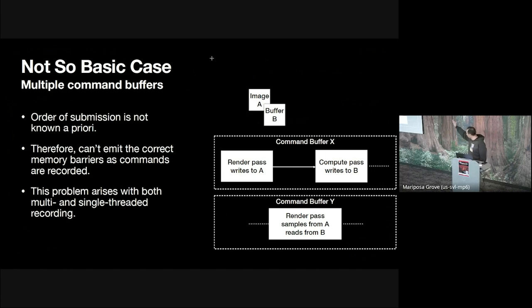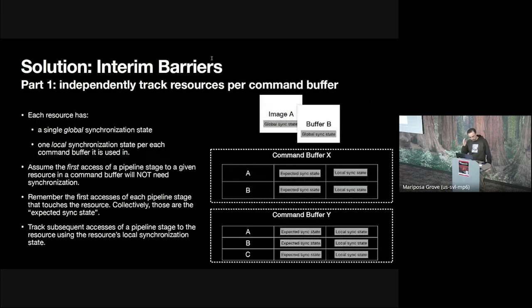So for example, let's say we're recording command buffer Y, we're about to record this render pass, and at that point we don't know whether command buffer X is going to go before or after Y in the submission queue. And actually at that point, the commands that modify resources might not have even been recorded yet. So we cannot make any assumptions. That's a problem. So what's the solution?